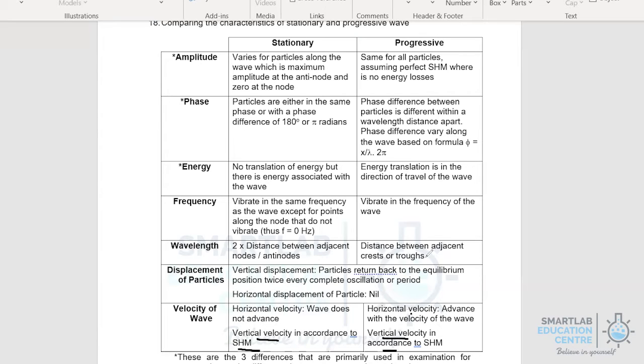The only difference is that in the progressive wave, the velocity of the wave is in the direction of the energy transmission. Finally, in the exam, if you're asked primarily to state the differences between the progressive and stationary wave, typically we will pen the difference in terms of its amplitude, its phase, and its energy transmission.